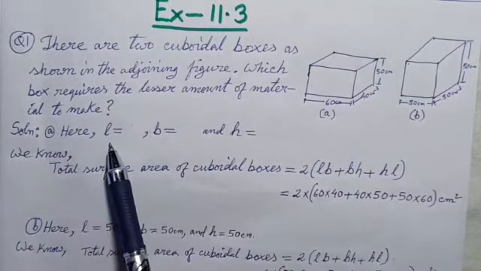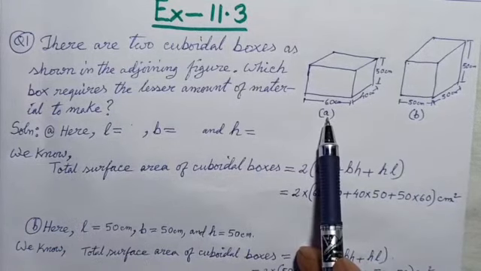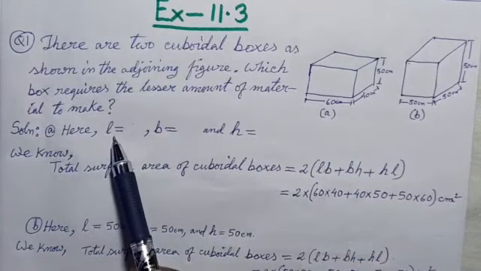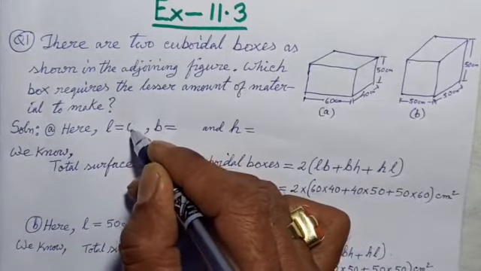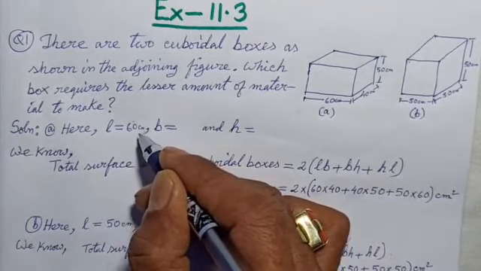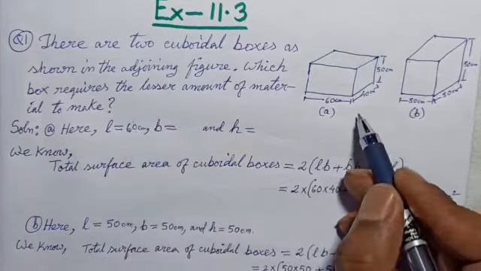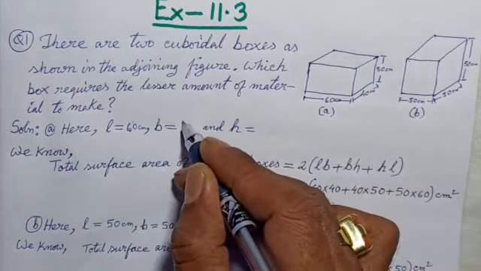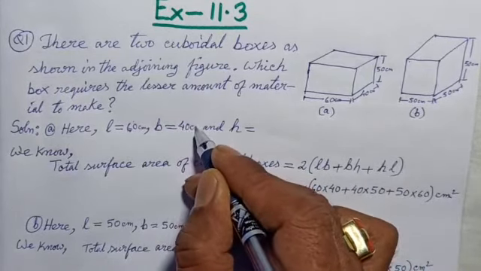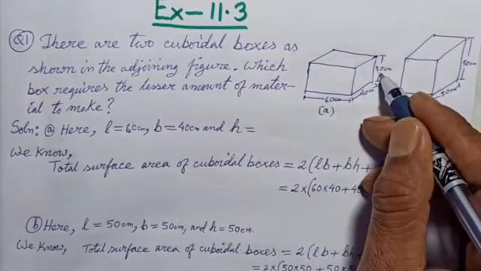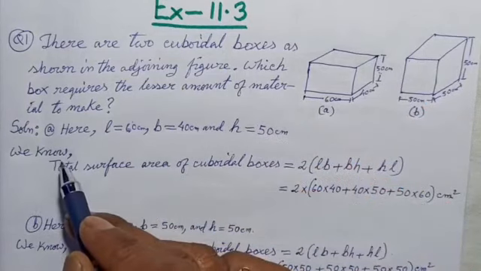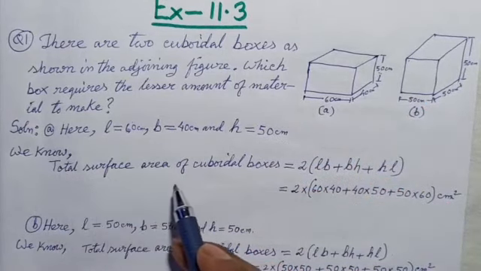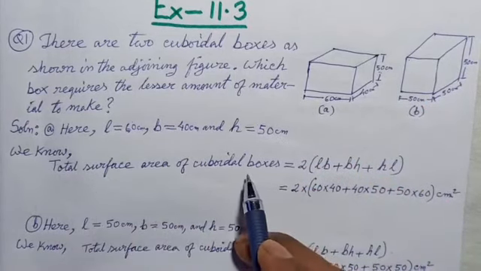Here, for this figure A, L is given as 60 centimeters. So L is 60 centimeter and breadth is 40 centimeter and height is this 50 centimeter. Now let's find out the total surface area of the cuboidal box.